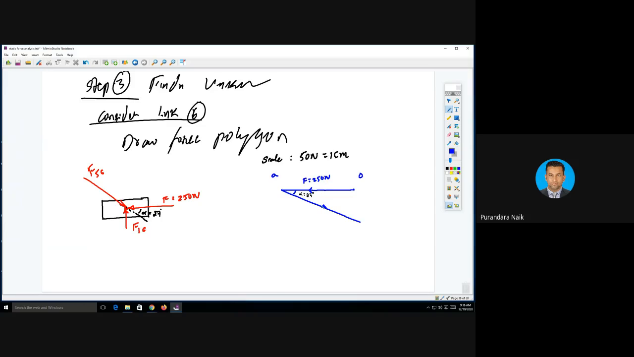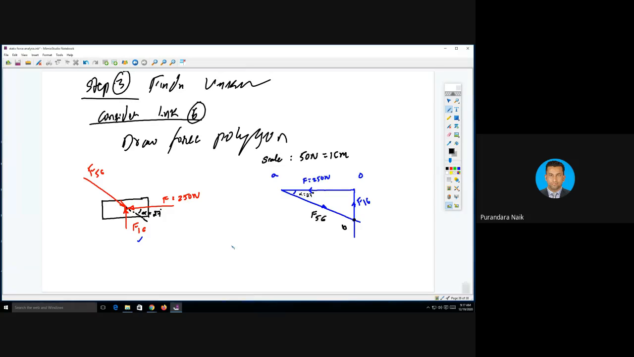Next is F16. F16 should be vertical and it has to pass through point O because it is a starting point. Force polygon must be closed. To close the polygon, it has to pass through point O. We'll draw the vertical line. Yes, it is intersecting. So this is F16, and this is point B. Now what is this? F56.